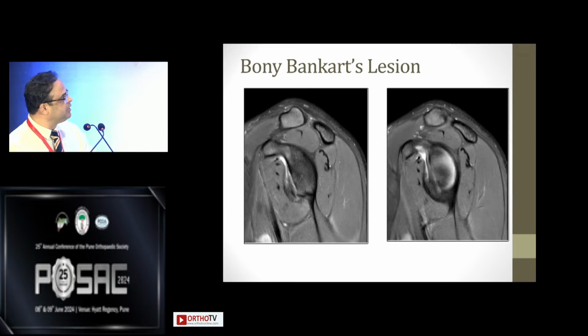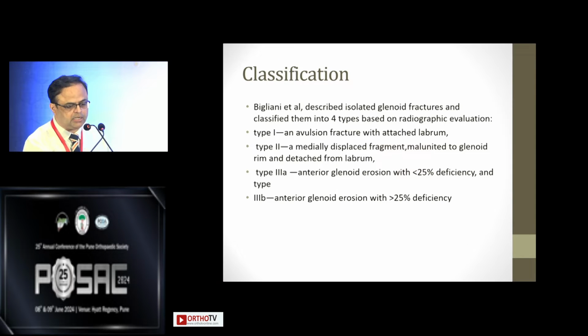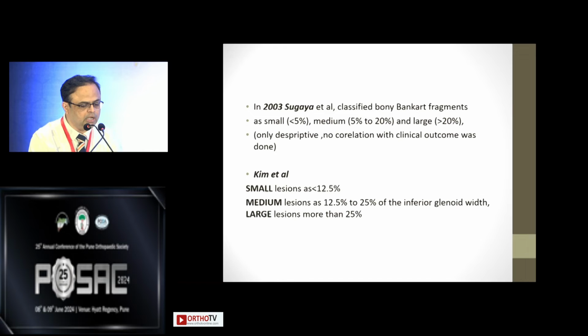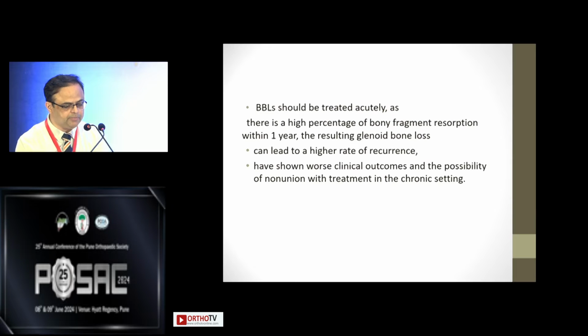So that's the inferior edge, and that shows the bony Bankard's lesion. So this is a patient of mine. It has been classified by Bigliani, Sugaya, and Kim. So we use the Kim's classification. Small is less than 12.5%, medium between 12.5 to 25%, and large is more than 25%.